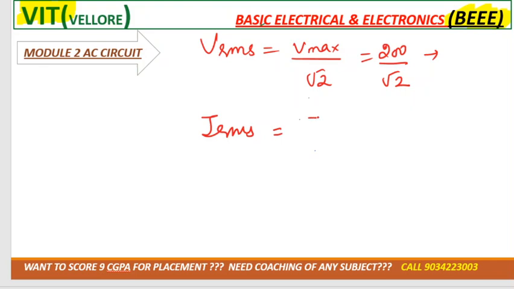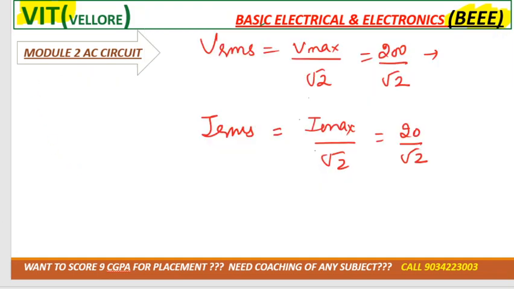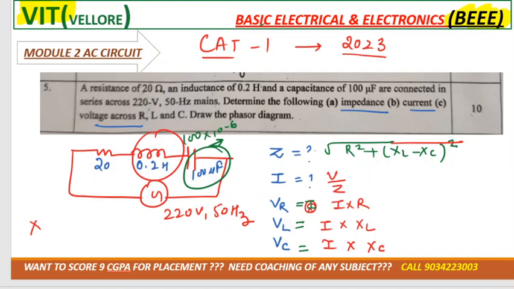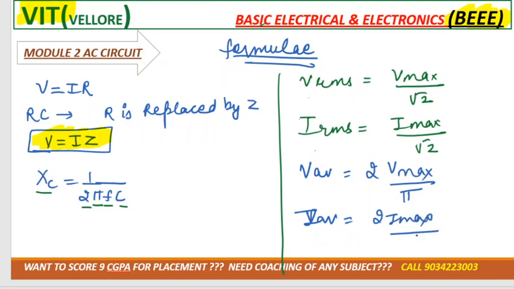Whatever the value you are getting, IRMS is how much? I max by root 2, that is 20 by root 2. Okay. Now they are asking the average value of both voltage and current. So write down the formula of average value also. V average is equal to 2 V max divided by pi, and I average is equal to 2 I max over pi. Okay.